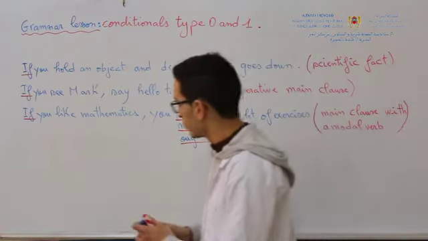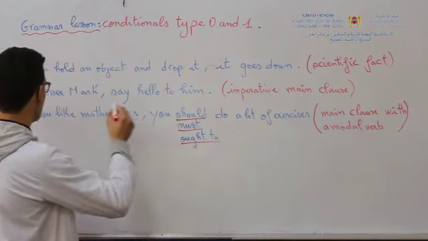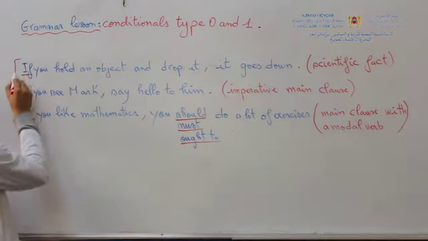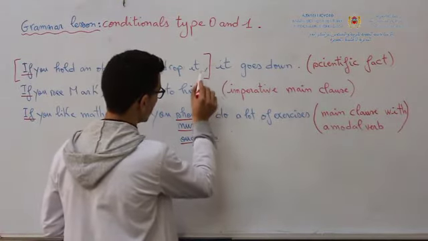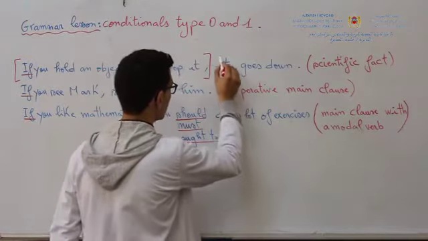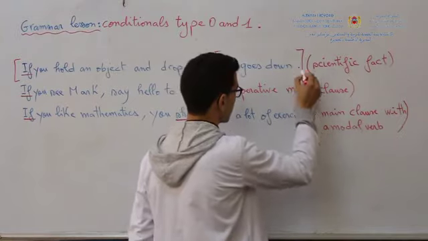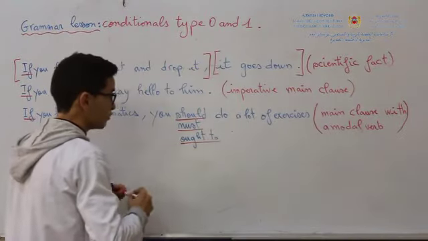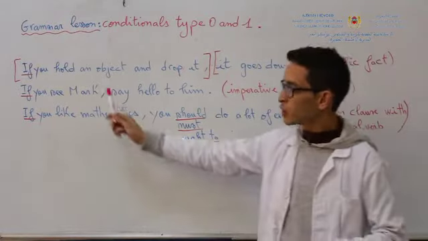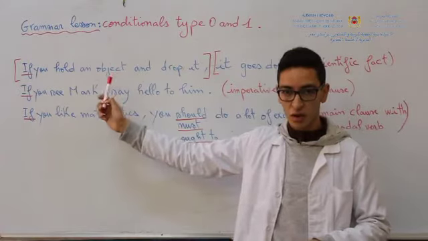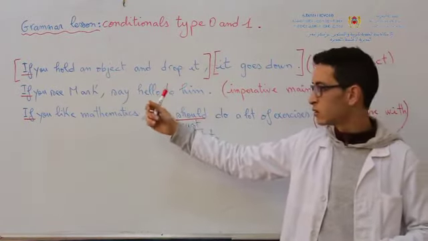Just before I forget, I have to underline the main clause and the if clause. The if clause starts from here and ends at the comma, and the main clause starts in the second part. By the way, the difference between the main clause and the if clause is that the if clause can't stand alone, meaning that it is not independent.